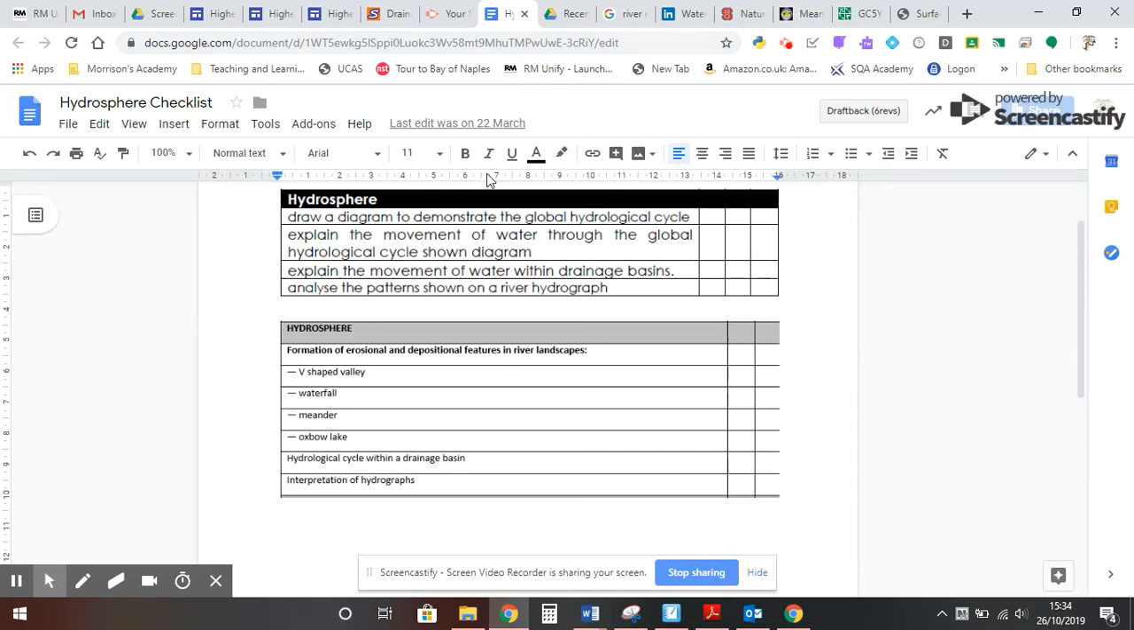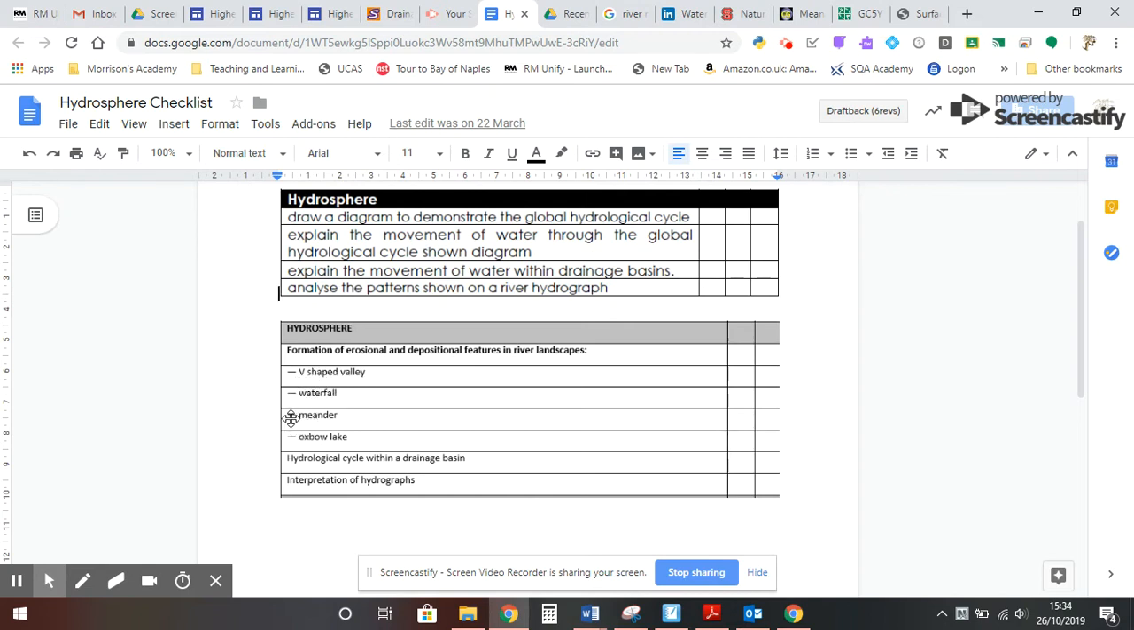Okay, this tutorial is going to help you answer an exam question where you are asked to explain the formation of a meander. And it deals with this part of the checklist where you're looking at formation of erosional and depositional features in a river landscape. And there are 4 features you have to study.